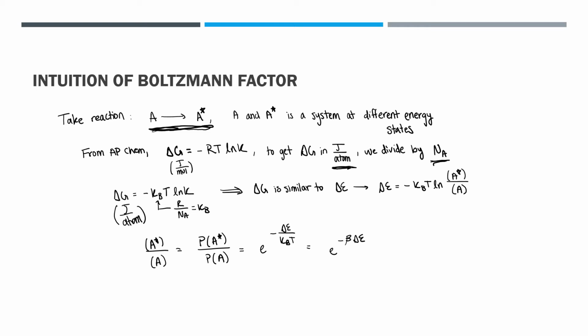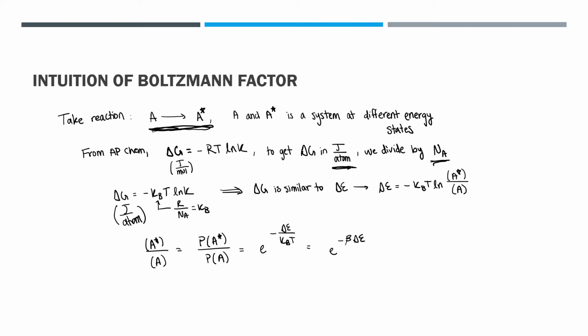Where did we get the Boltzmann constant? Where did we get kB? kB is just our R divided by Avogadro's number. So this is why we can just substitute in kB into this expression. Now we can think of delta G as similar to our delta E. Our delta E in the Boltzmann expression is the difference in energies of the two states. The delta G of this chemical reaction is just the change in free energy, the difference in free energy of the two states. So they're really similar.